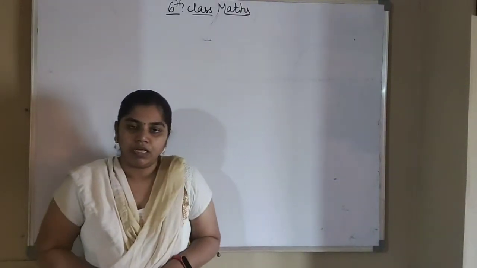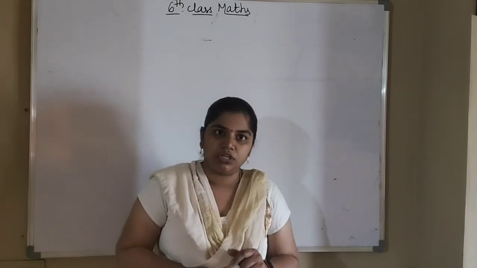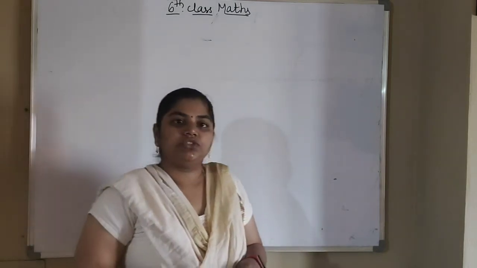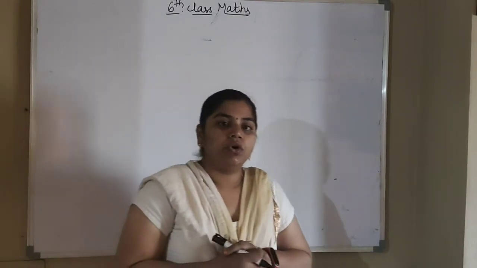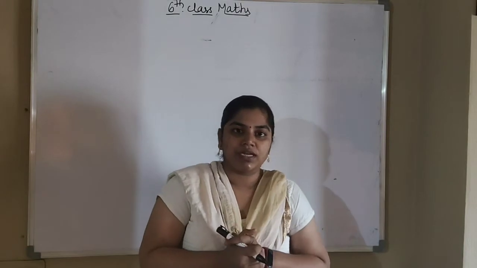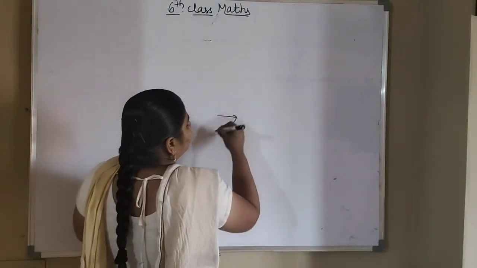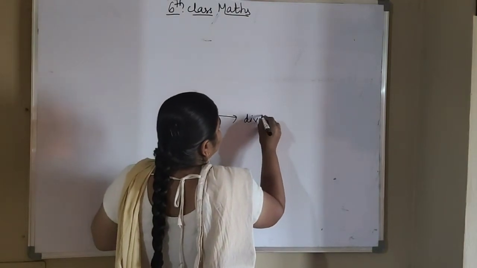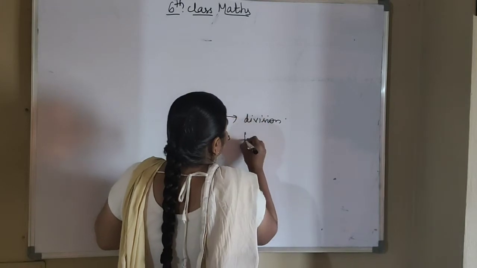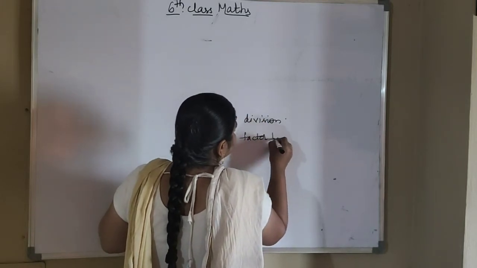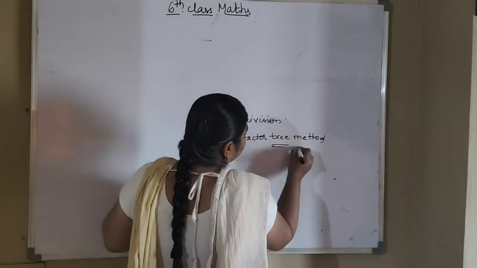Good morning everyone. In the last class I explained prime factorization. How do you do the prime factorization? By using only prime numbers you do the factorizing. So it is called the prime factorization method. In that method we have two methods: one is the division method and the second one is the factor tree method. Yesterday we learned these two methods.